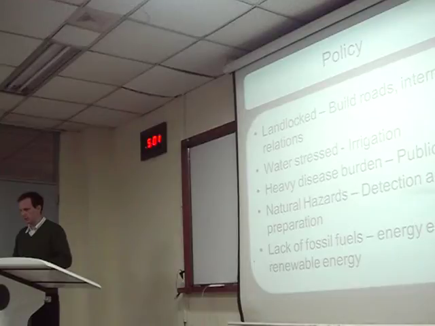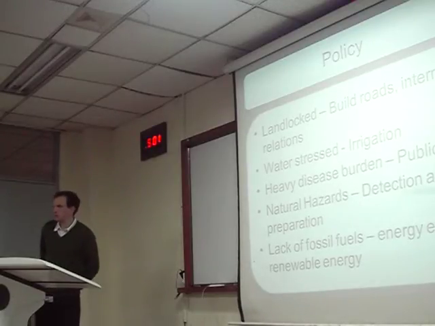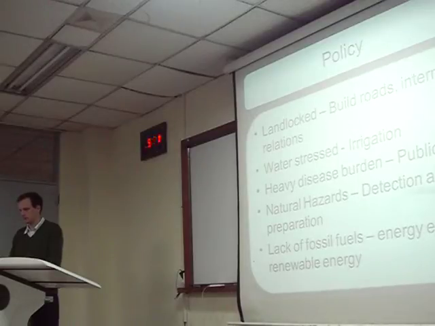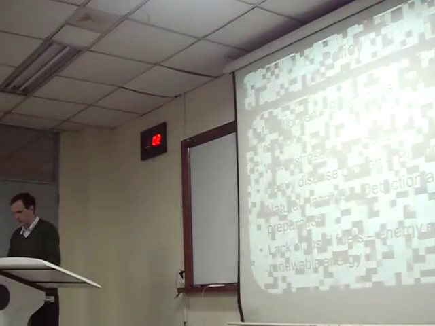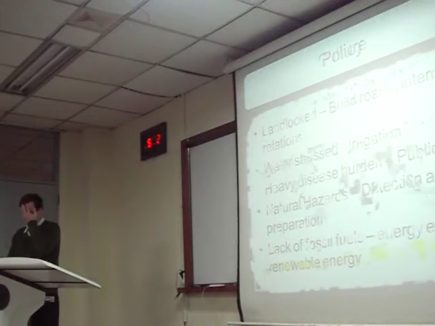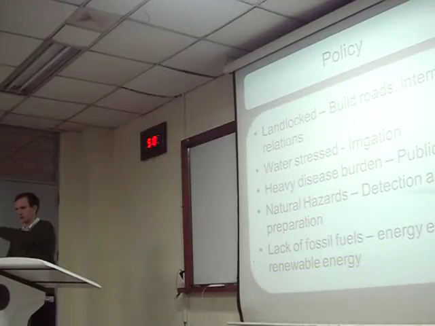So the government policy: if we are a landlocked country, we're not near the coast, we need to build roads, build the internet, and build relations. Okay? If we don't have enough water, we need to improve our irrigation system. If we have a lot of disease, improve our public health. If we have a lot of natural hazards, like Haiti, we have to improve our detection and preparation. If we don't have much fossil fuels, like Ireland and Korea, we need to be more energy efficient and use more renewable energy. Okay? Like we said, you're going to start a renewable energy company, right? Because you'll get a lot of loans.